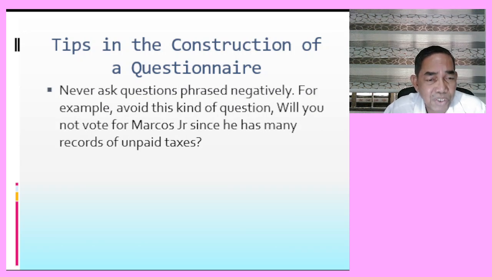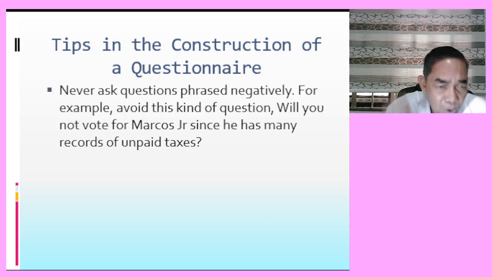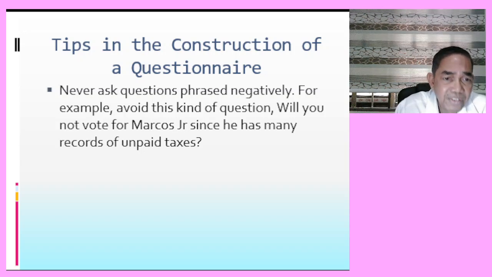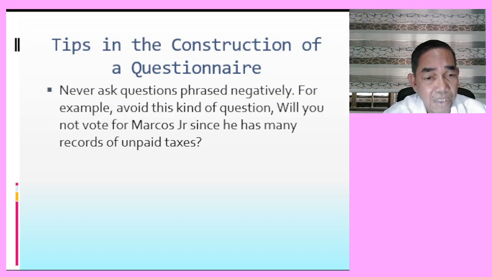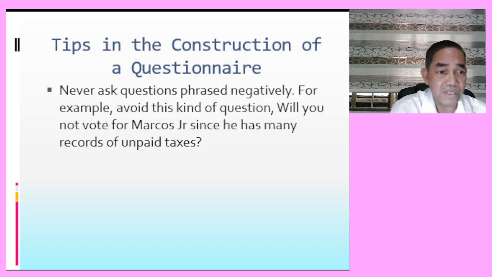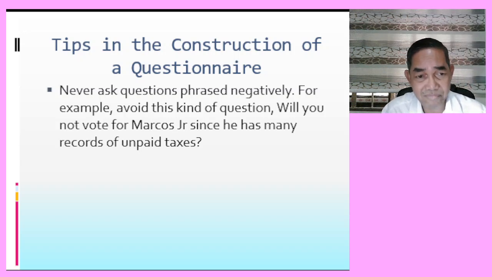Never ask questions phrased negatively. For example, avoid this kind of question: will you not vote for Marcos Jr. since he has many records of unpaid taxes? This is a negatively worded question. Don't ask this kind of question. And this is also double-barreled, since he has many records of unpaid taxes. So again, try to avoid these questions.